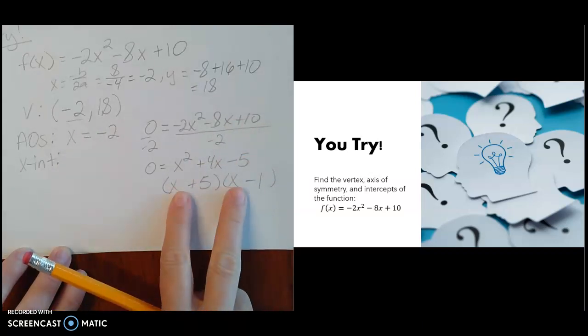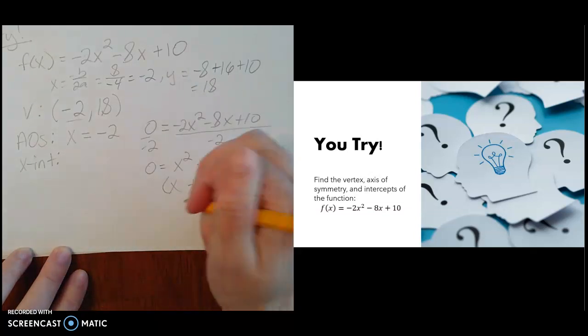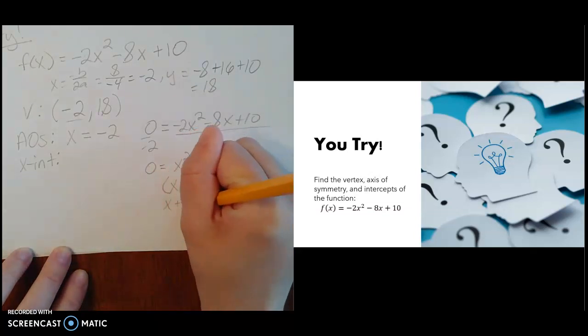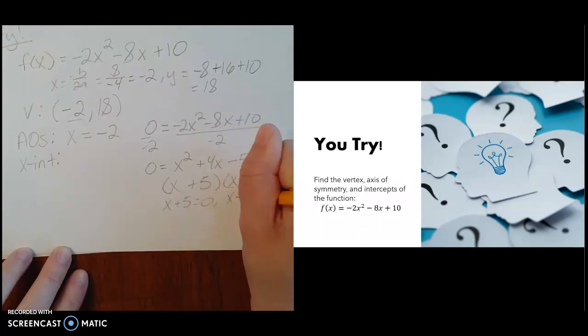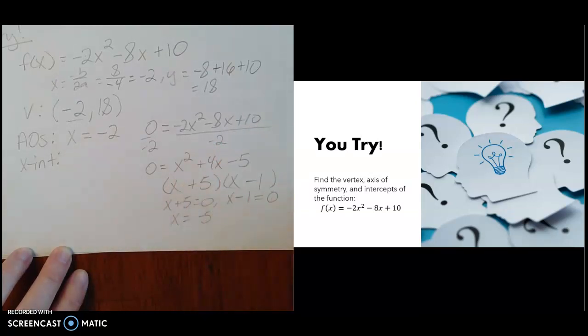If you guessed the signs wrong, you would just get the negative 4 instead of positive 4, and then you know to switch them. Okay? From here, x plus 5 equals 0. We'll set both of our factors equal to 0 and solve. And x minus 1 equals 0. From the first one, I'll subtract 5 from both sides, get x equals negative 5. From the second one, I'll add 1 to both sides and get x equals 1.